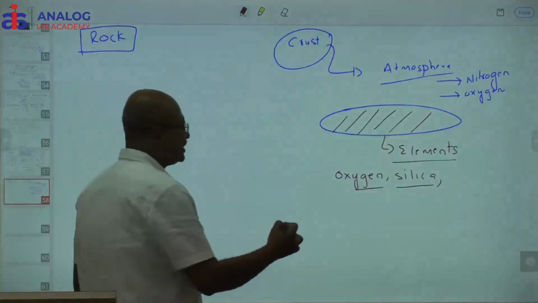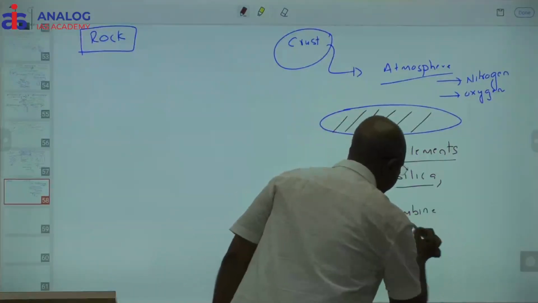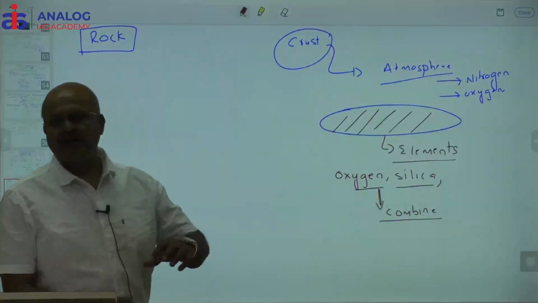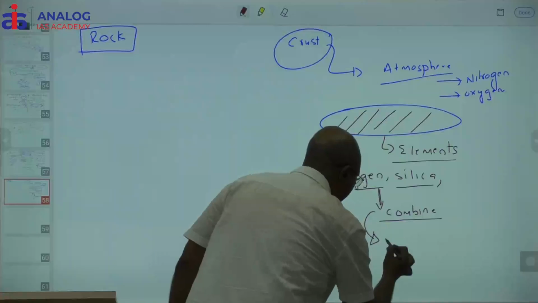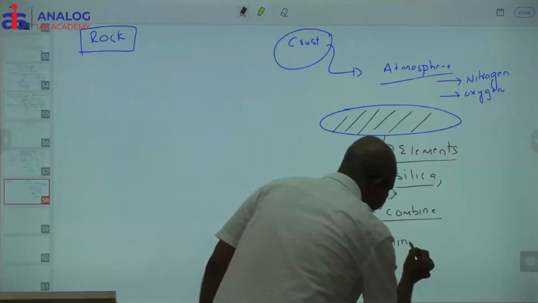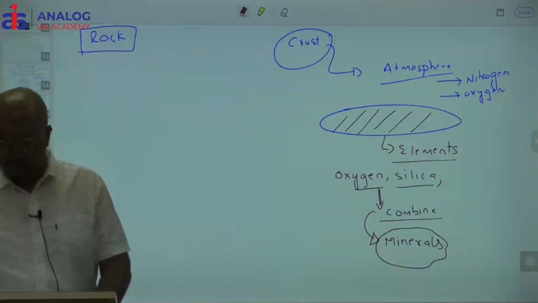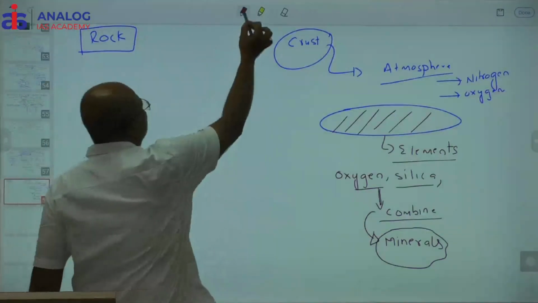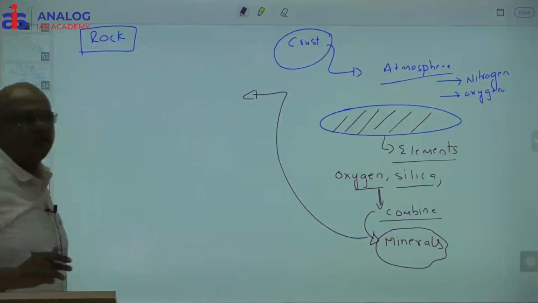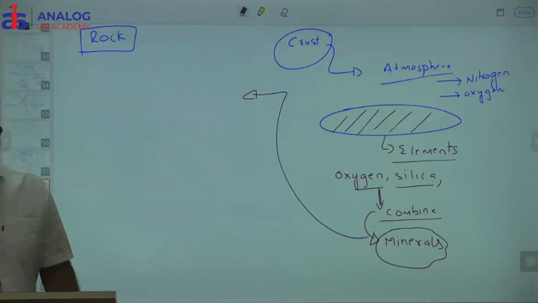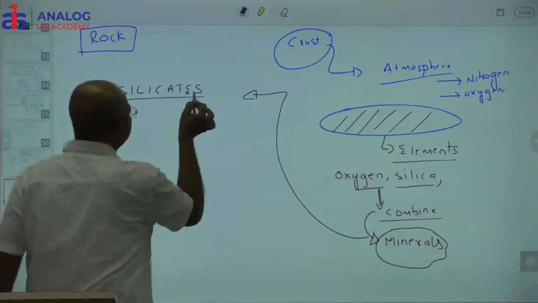Now, these elements combine in different proportions, and then they create the compounds which we refer to as minerals. Is that clear? Among the minerals, we have certain minerals which are very, very significant. We classify these minerals into different categories, like the silicates.